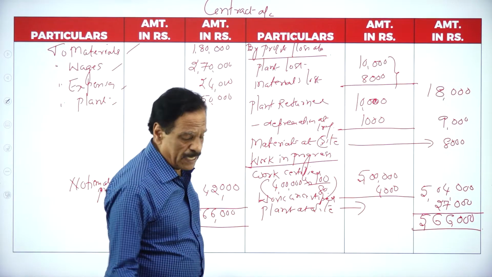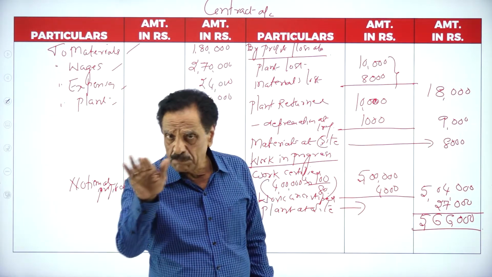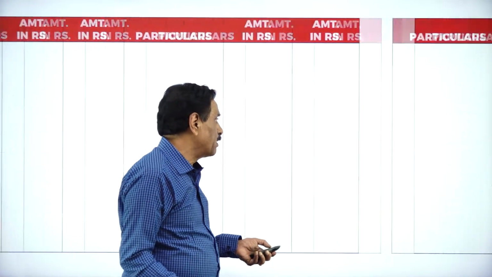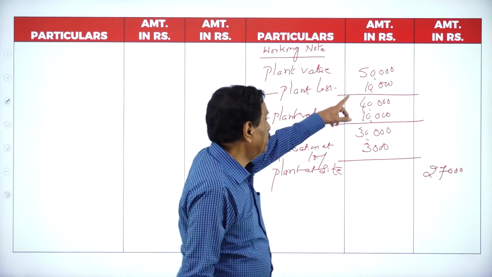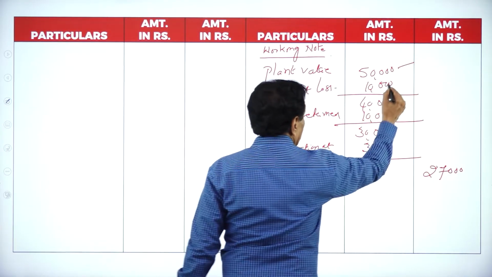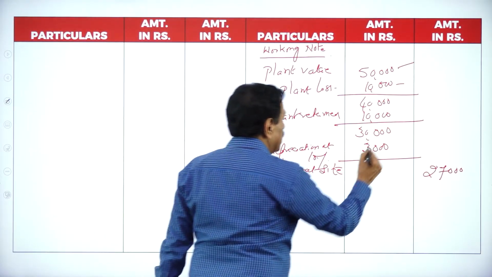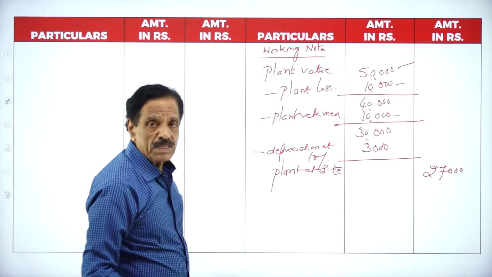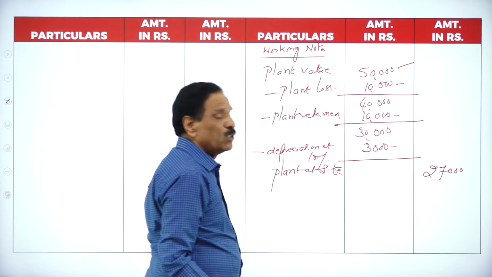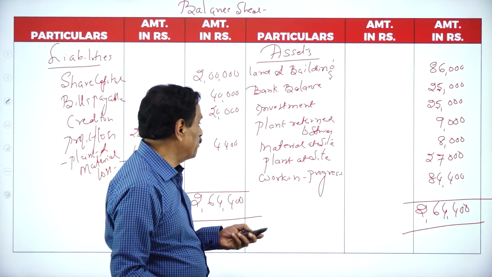Plant side 27,000, how to calculate? Plant value minus plant loss minus plant return minus depreciation. I will show you how I have calculated. What is the plant value? 50,000. How much plant loss? 10,000. What's the balance? 40,000 minus plant return 10,000 becomes 30,000, minus depreciation 3,000, it becomes 27,000. That is the plant side that we have taken on the balance sheet here.